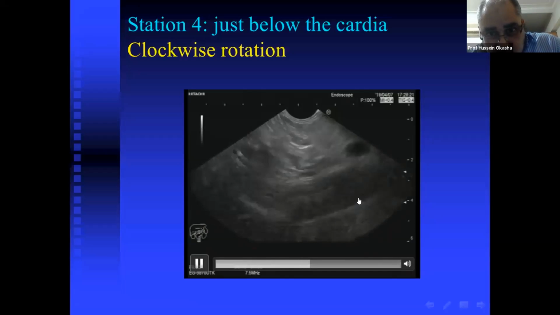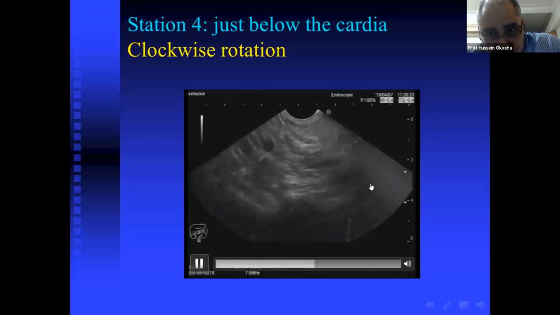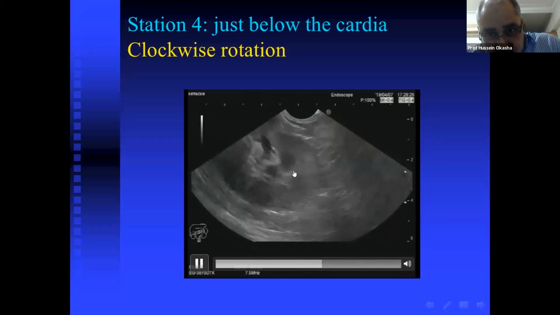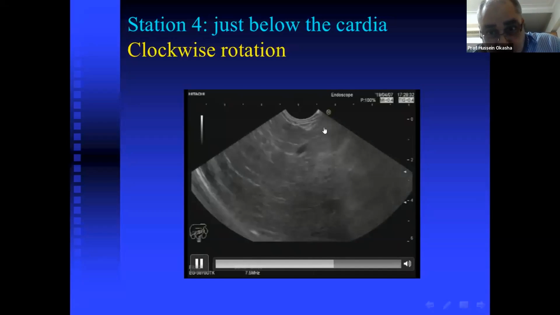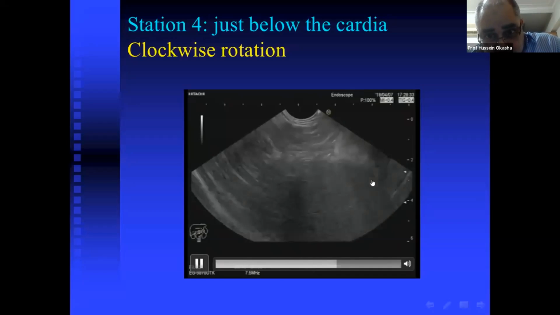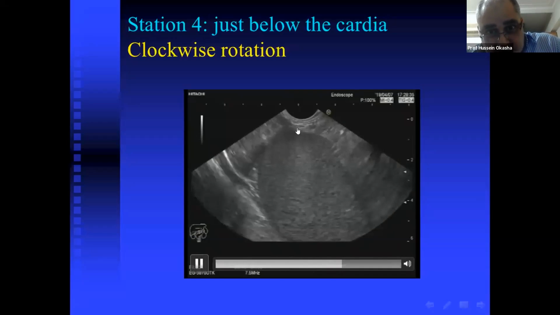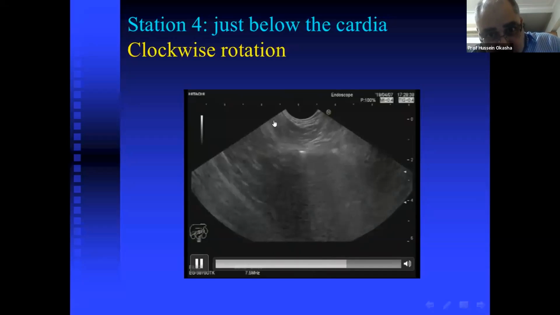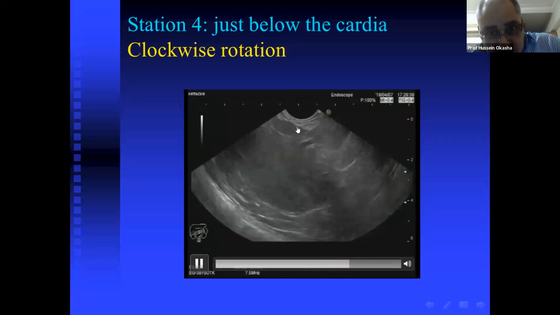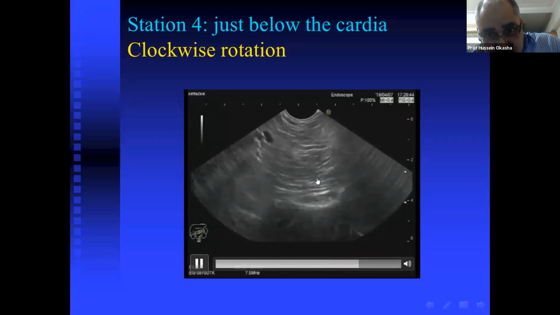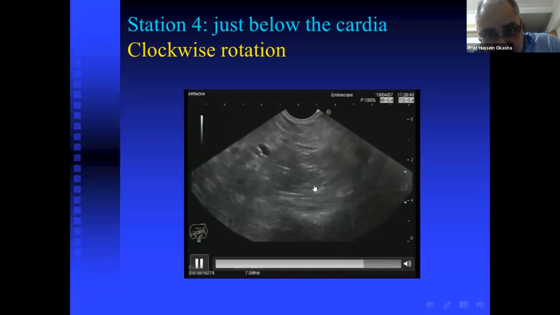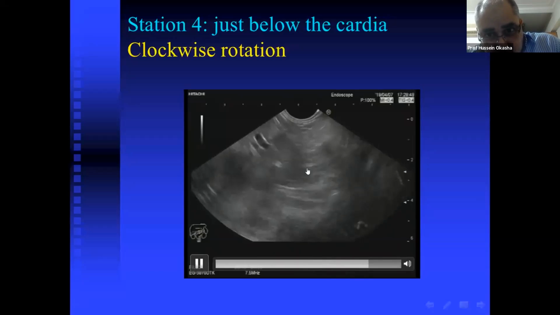So clockwise rotation. Yes, this is the left kidney, very nice. And here, this is the spleen by clockwise rotation. The part of the pancreas at the level of the spleen and the left kidney is the pancreatic tail. So the pancreatic tail is at the level of the spleen, the pancreatic body at the level of the left kidney, and here I can see the left suprarenal gland at the upper pole of the left kidney.